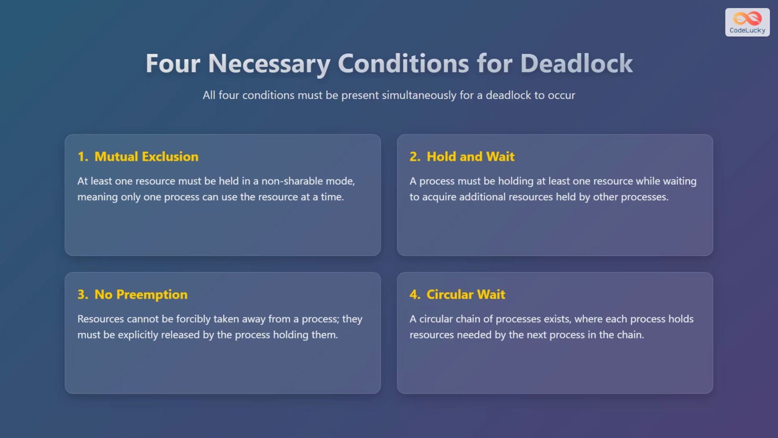Number 3. No preemption. Resources cannot be forcibly taken away from a process. They must be explicitly released by the process holding them. Number 4. Circular wait. A circular chain of processes exists, where each process holds resources needed by the next process in the chain.